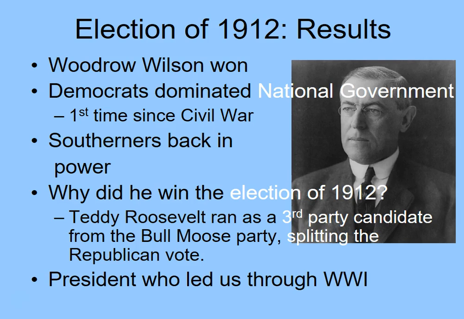So let's talk about, well, these are your results here. Wilson's going to win, and the Democrats now are going to dominate the national government. First time since the Civil War. So the South's going to have the White House, and they're going to be the majority in Congress. So Southerners are back in power. And I know this is a long time after the Civil War, but it took that long for Southerners to come back into power. So, and again, why did he win the election in 1912?